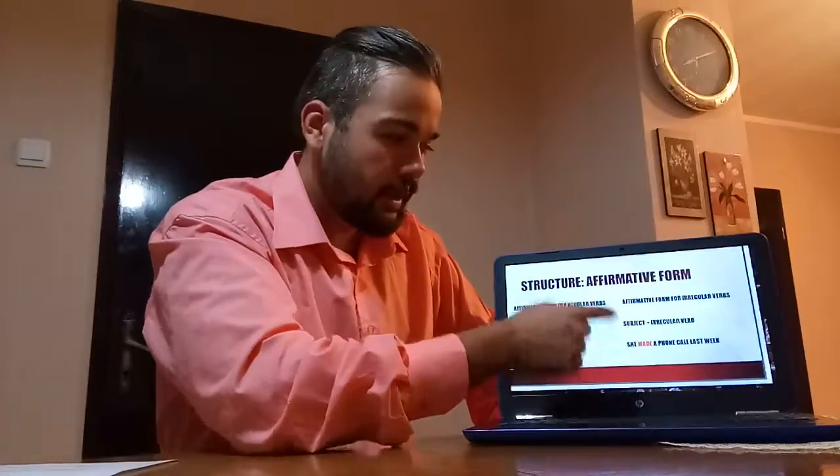Okay? What happens with an irregular verb? We choose the verb make. Make is not a regular verb, so its version in the past simple is not maked, it's actually made. So once again, we have a subject, in this case she. Make changes into made. A phone call last week: this is the object of the sentence, a phone call, and a time expression, last week.